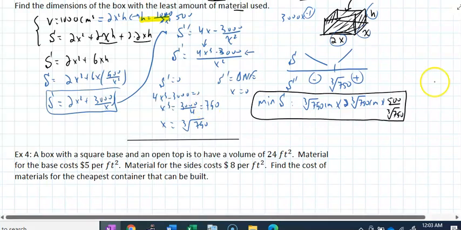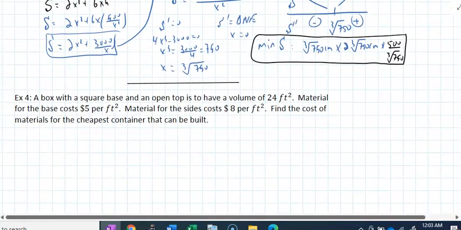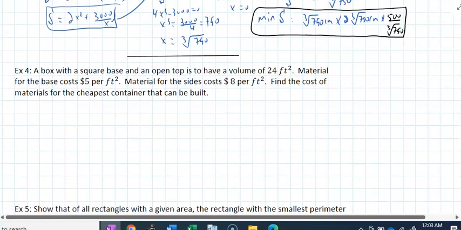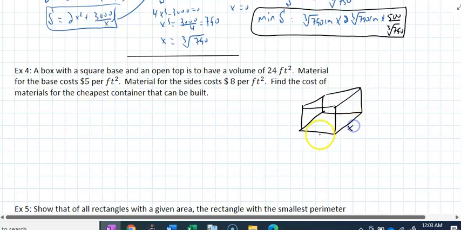Okay, next problem up. A box with a square base. What does that mean? That means the length equals the width in this case. We call this H. A box with a square base and an open top. Again, it's an open top. Is to have a volume. The volume is 24 square feet.